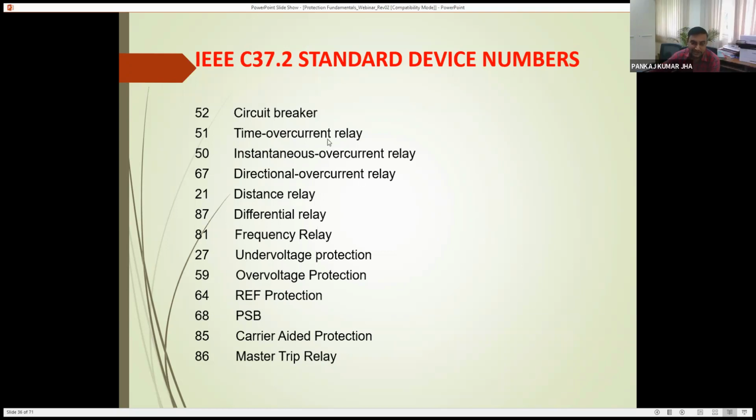Okay, so now these are some of the standard device numbers as per IEEE C37.2. I am not going to discuss all the different types of device numbers, because anyway we can always search through Google. The device numbers which I am going to consider in this particular slide are only those which are important for our fundamental concept, like the circuit breaker 52, isolators which is 89, not mentioned here, then the time overcurrent relay, that is 51, instantaneous overcurrent relay 50, then the distance protection 21, 81 is carrier aided protection, and master trip relay which is 86. We can have different device numbers. No need to remember the device numbers, because whenever required, you can always search on Google and use as per convenience.